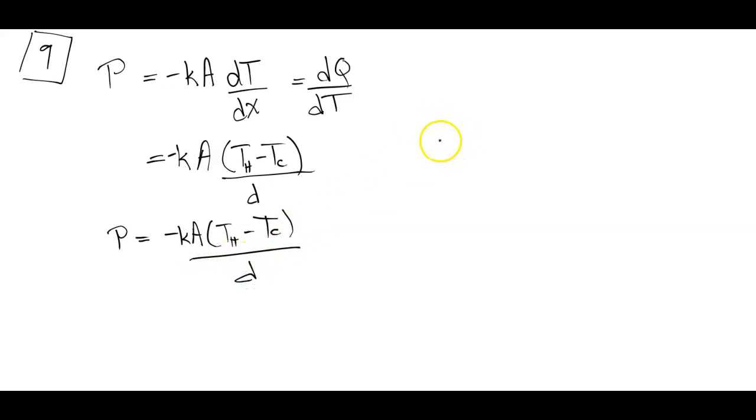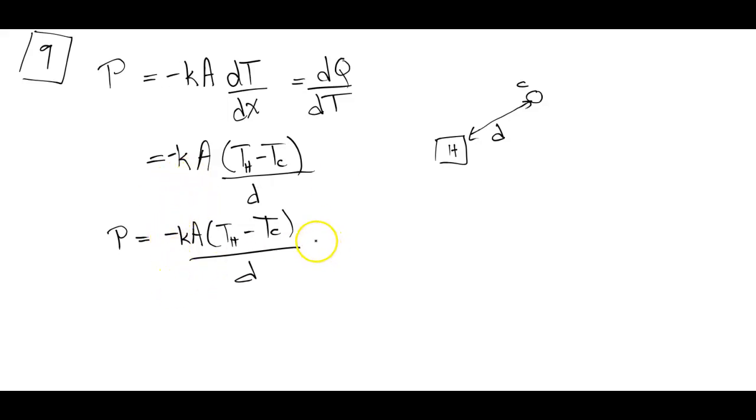So a picture of this would be that you have the hot surface here, a cold surface here, and there's some distance d between them. And there's an area that's associated with this system.